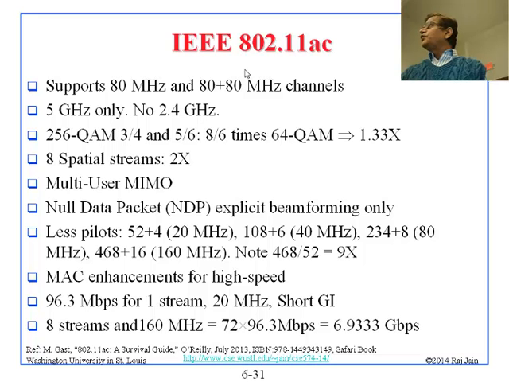And then obviously if you do 8 streams, you get 9 times the bandwidth. So you have 8 times the bandwidth, 9 times that, and 8 streams, 8 times that, so 8 times 9, 72 times 96, you get 6.9 gigabits. So this is like 10 gigabit Ethernet, right?